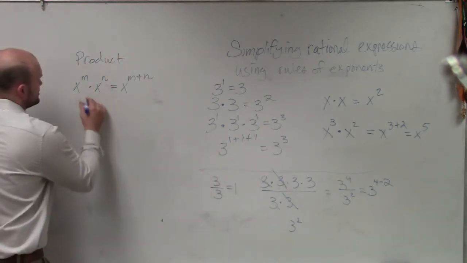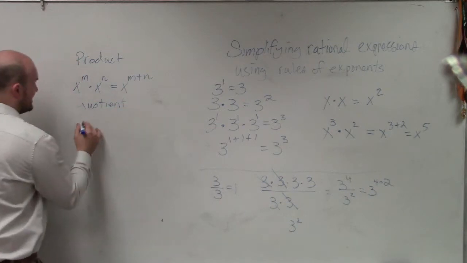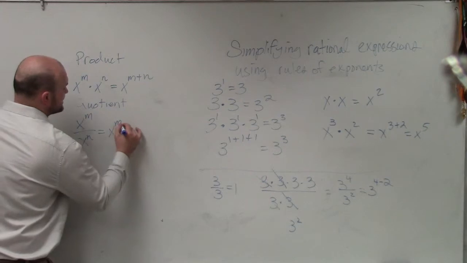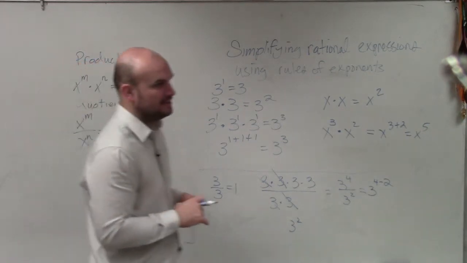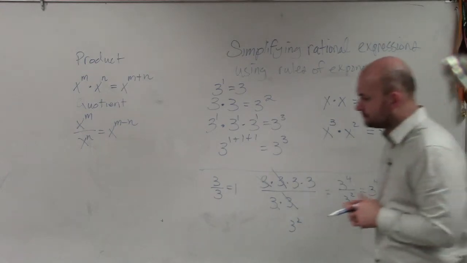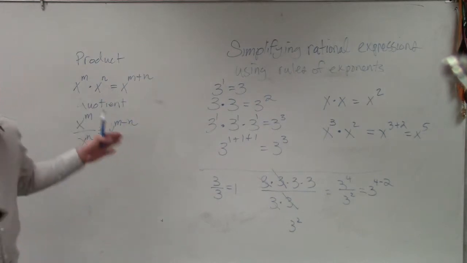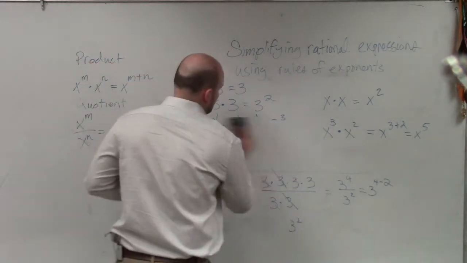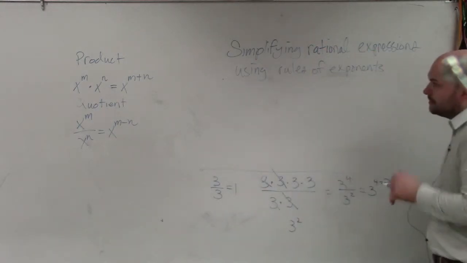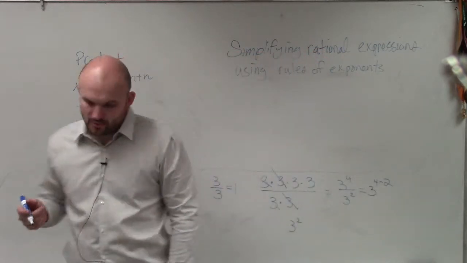So the next rule, which is what we call the quotient rule, states if you have x to the m divided by x to the n, that equals x to the m minus n. Subtract them. Can I erase the product of these? All right. And we only have one more to go.